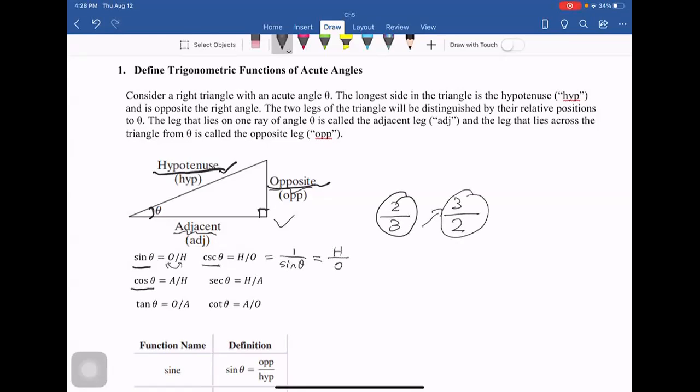Cosine theta equals adjacent over hypotenuse. That's the length of the adjacent side divided by the hypotenuse, the longest side. Secant theta equals hypotenuse over adjacent. This is the reciprocal of cosine theta. Tangent theta equals the length of the opposite divided by the length of the adjacent side. Cotangent theta equals 1 over tangent theta. That's the adjacent over opposite.